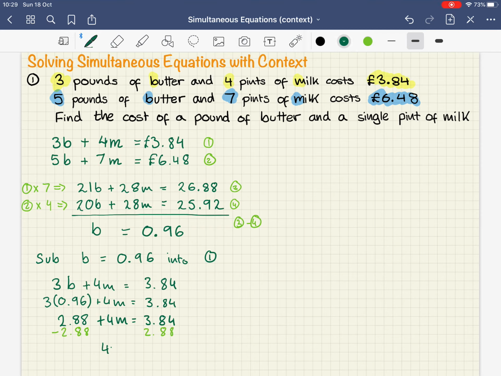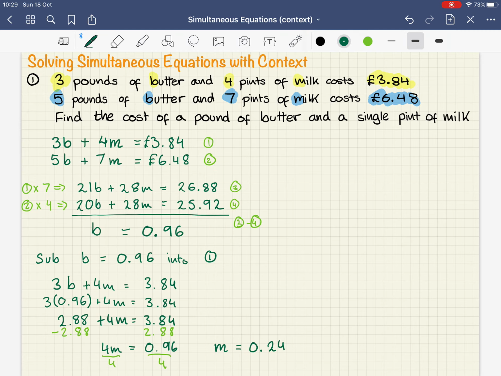So it's going to give me 4m equals 0.96 as well, I think. Let me just double check. 3.84. Yeah, 0.96. So 0.96, and I've just got to divide it by 4, which is going to give me an answer of m equals 0.24.